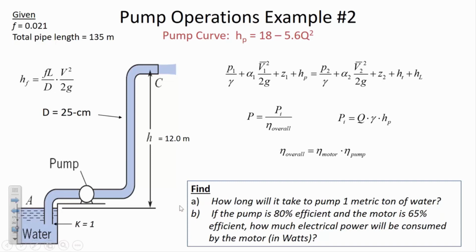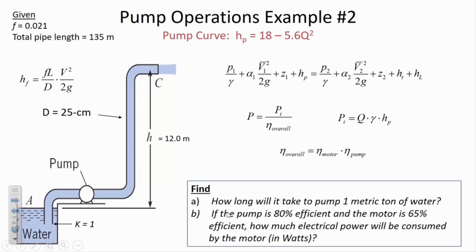And so here in part A it's asking how long will it take to pump 1 metric ton of water. Have you heard that term before, a metric ton of water? What do you suppose a metric ton is? A normal ton, a standard British gravitational units ton, is 2,000 pounds. A metric ton is 1,000 kilograms. So a metric ton is actually more than a traditional ton because there are 2.2 pounds in a kilogram. So that'd be 2,200 pounds.